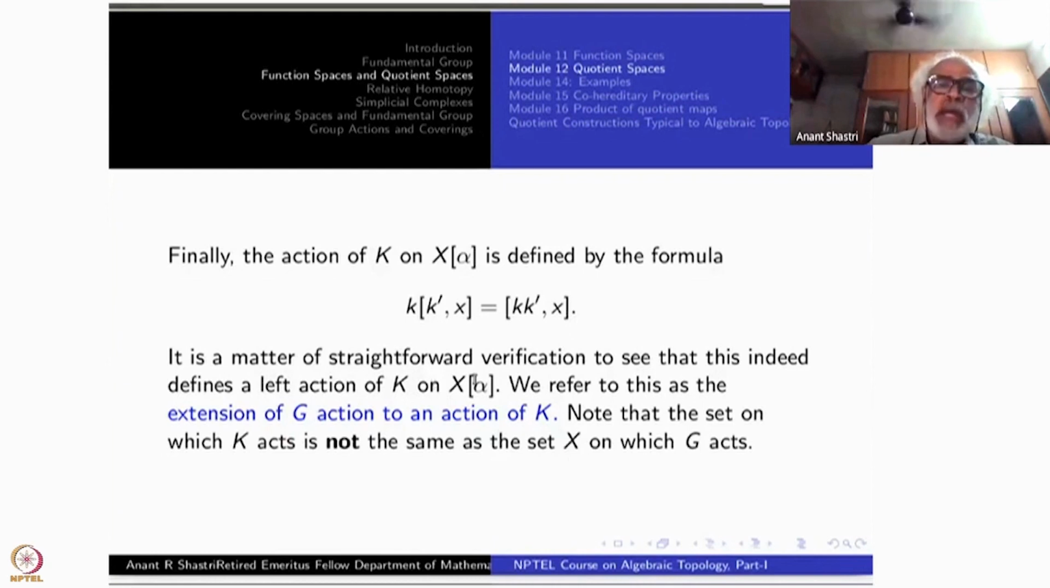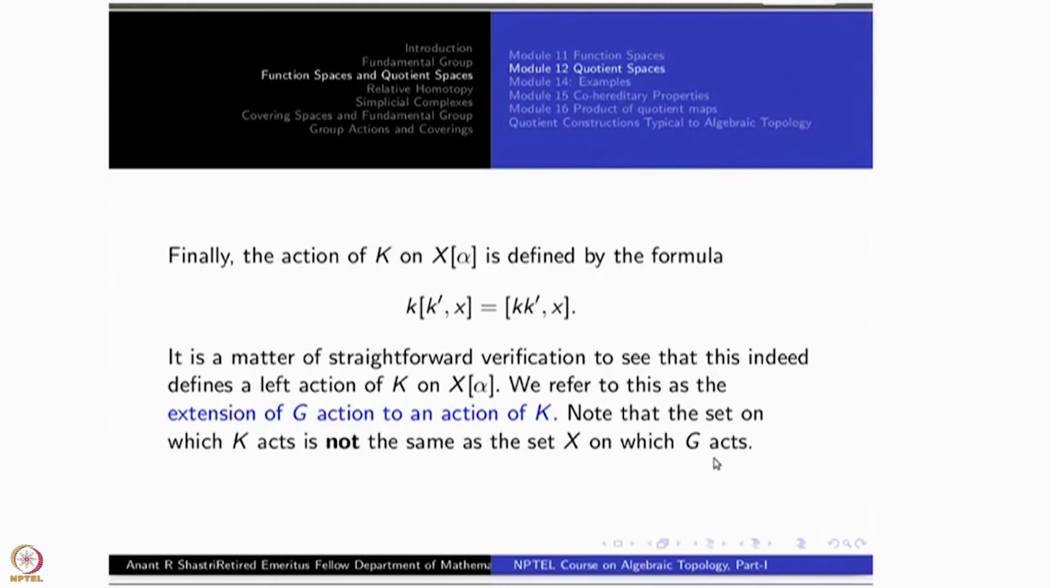It is a matter of verification to see that this indeed defines an action. It's all straightforward. There is nothing to verify here. We refer to this action as the extension of the G action to an action of K. Note that the set on which K acts is not the same as X. We have extended it, compared to the set on which G acts. So this is a somewhat larger, enlarged set.